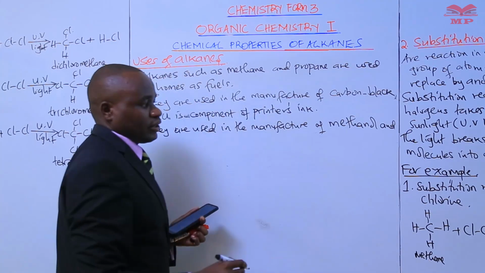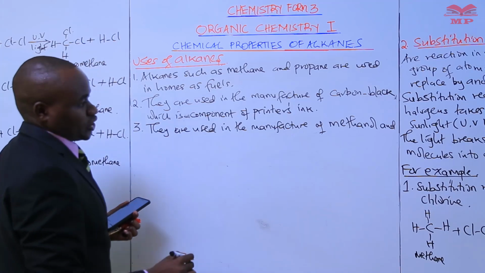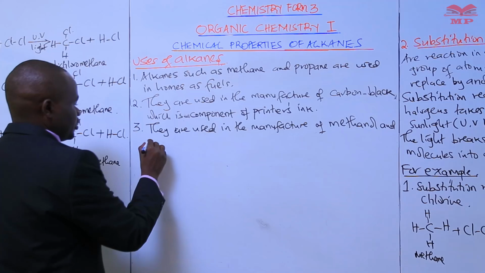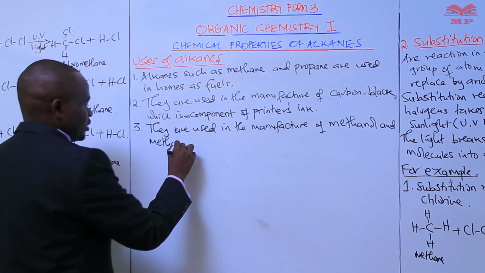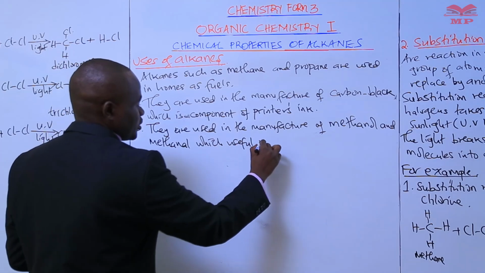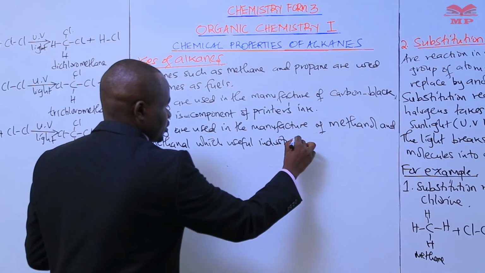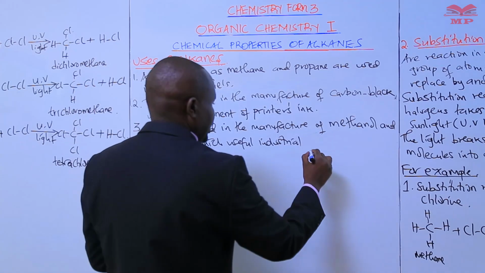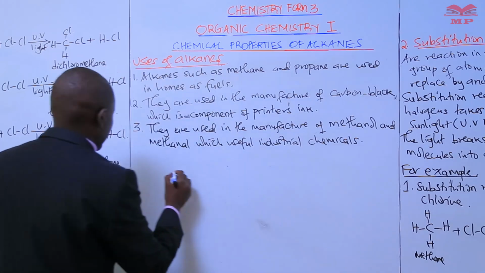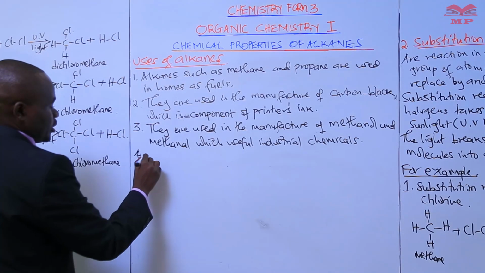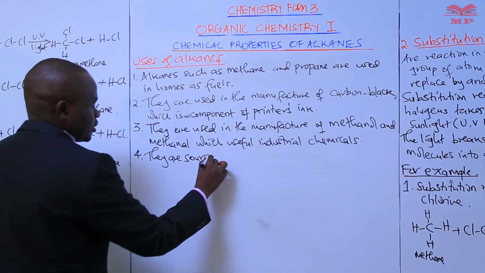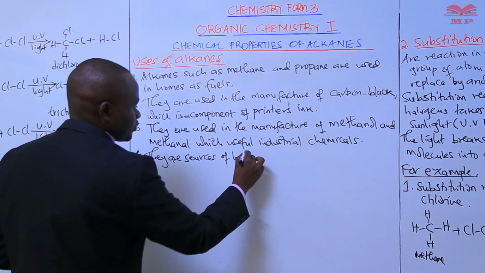We shall see methanol under organic chemistry too. That one belongs to a class of alcohols. So they are used in the manufacture of methanol, which is one of the useful industrial chemicals.